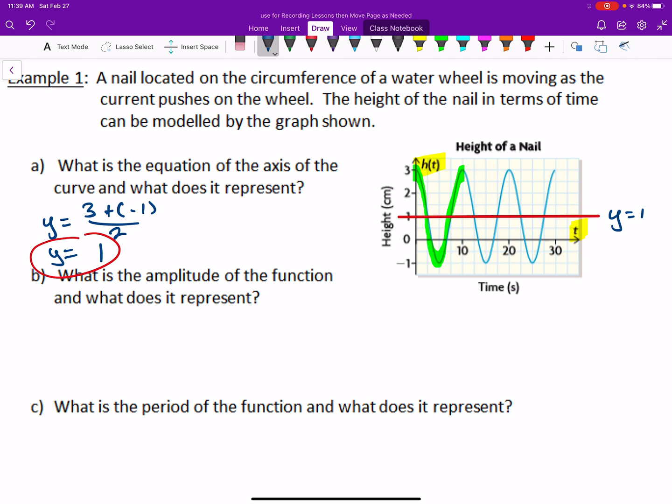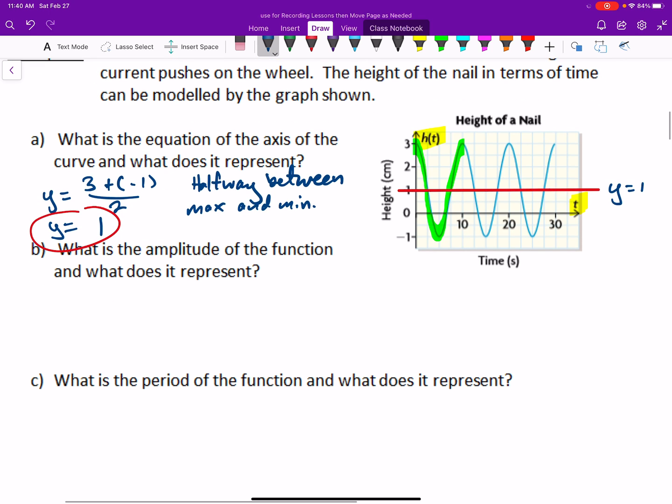What does it represent? It's halfway between the max and min. I don't think there's any better way to say it than that. It's really the middle of the height. What's the amplitude of this function? What does it represent? Again, we have a formula for that. I can get amplitude by doing the maximum minus the minimum and dividing by 2. That double negative changes this into a plus, 3 plus 1, so I'll end up with 4 over 2, which equals 2. So the amplitude is 2.